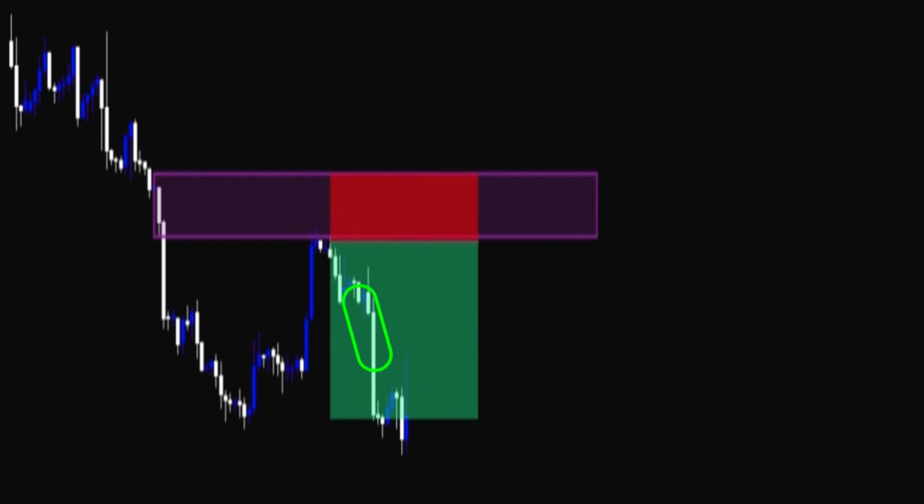When the market creates big red candles like this, it indicates that this is a strong supply zone, as a lot of sellers took a short position at this point, which is why the market created this big red candle.